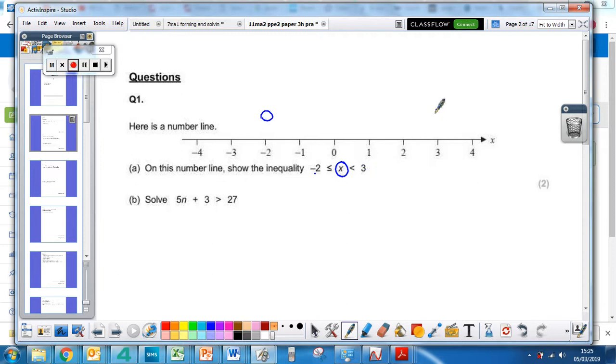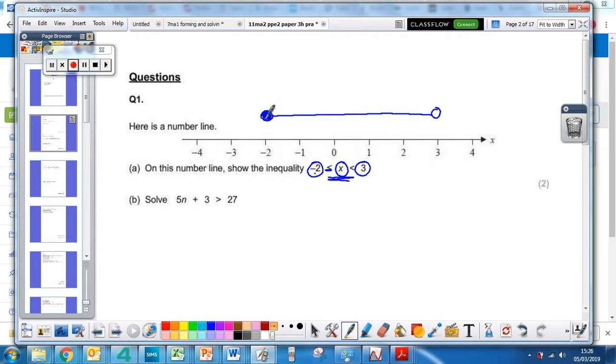So the first thing to do is to put the circles at the numbers. At -2, we put a circle. At +3, we put a circle. Now the x is between those two values, so we connect it. And then we need to be very careful. For the -2, it says greater than or equal to. Because it's allowed to be equal to -2, this is coloured in.